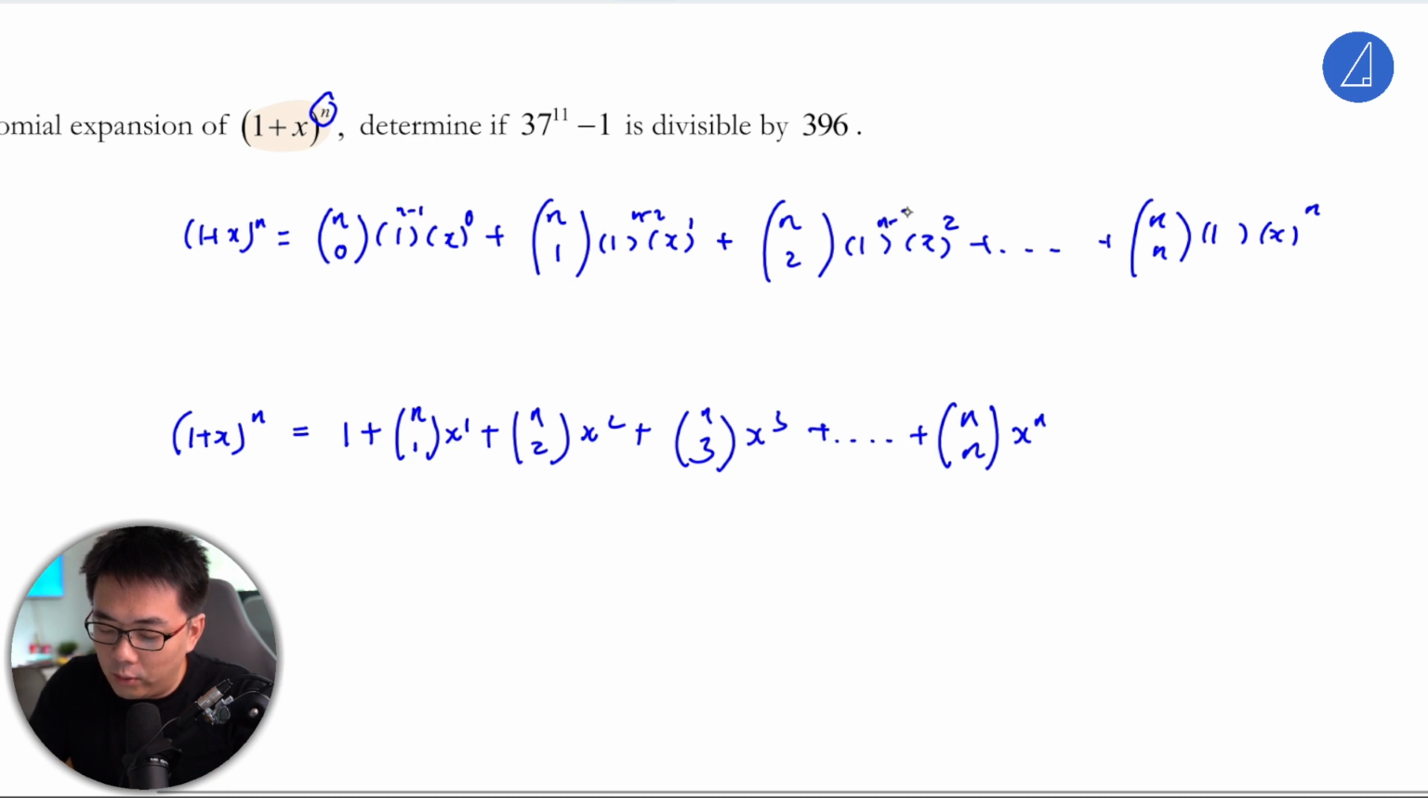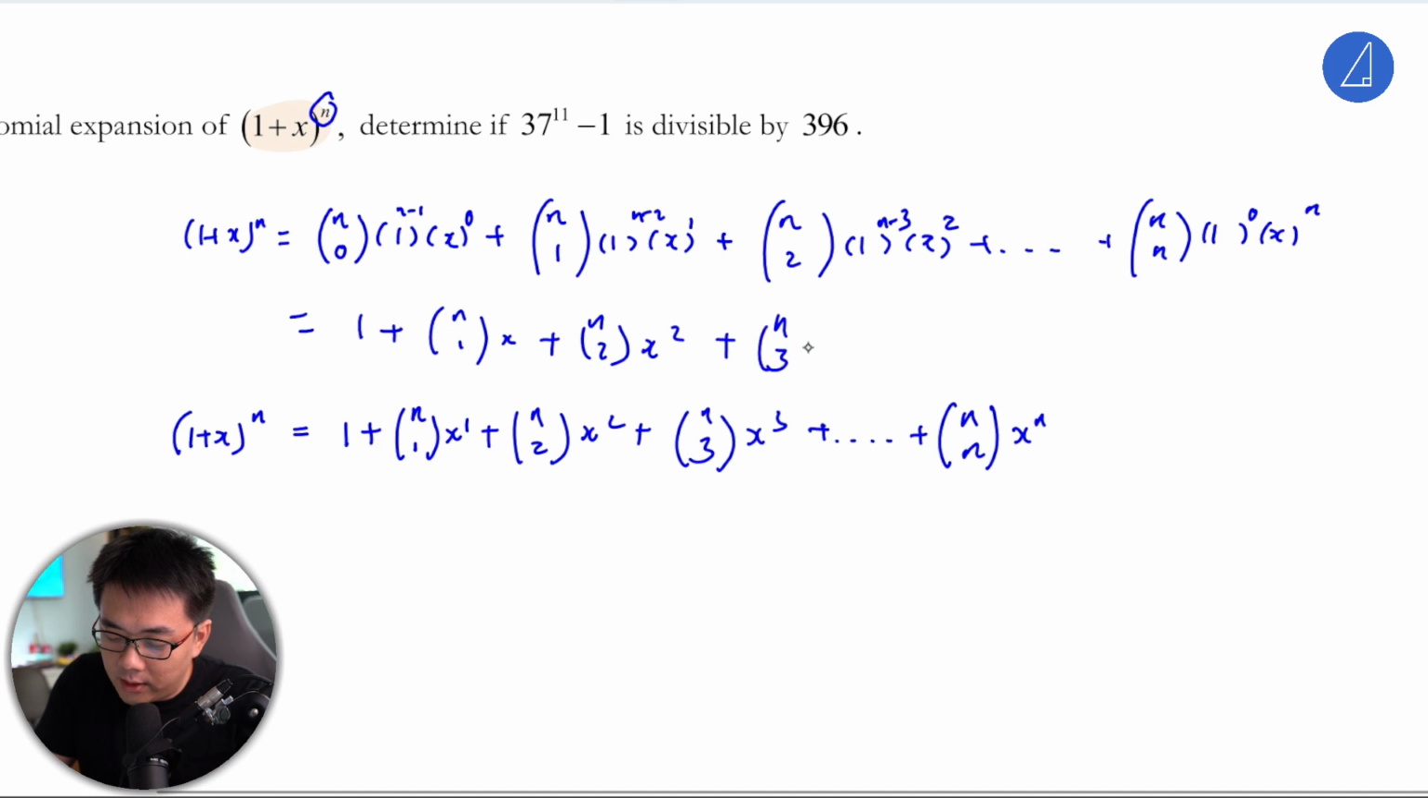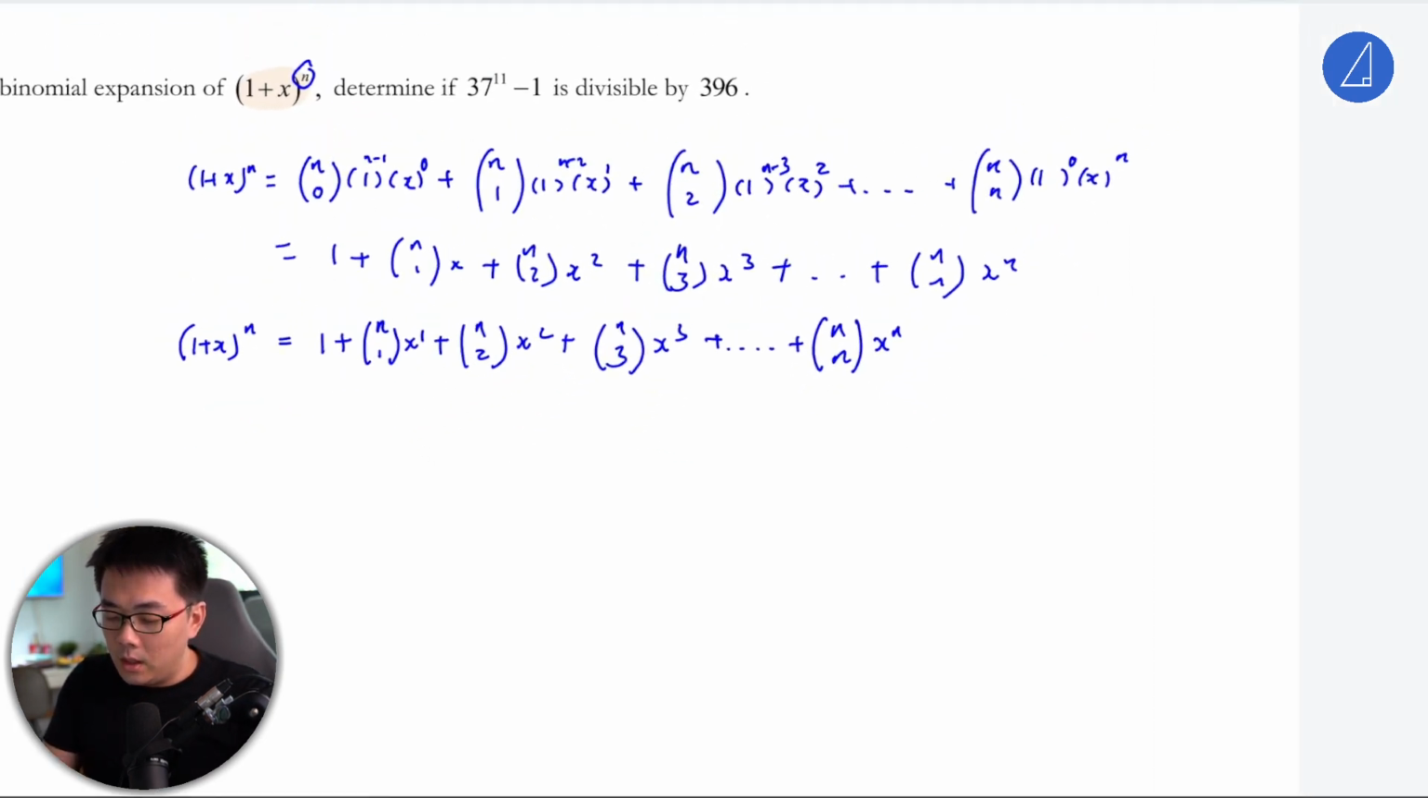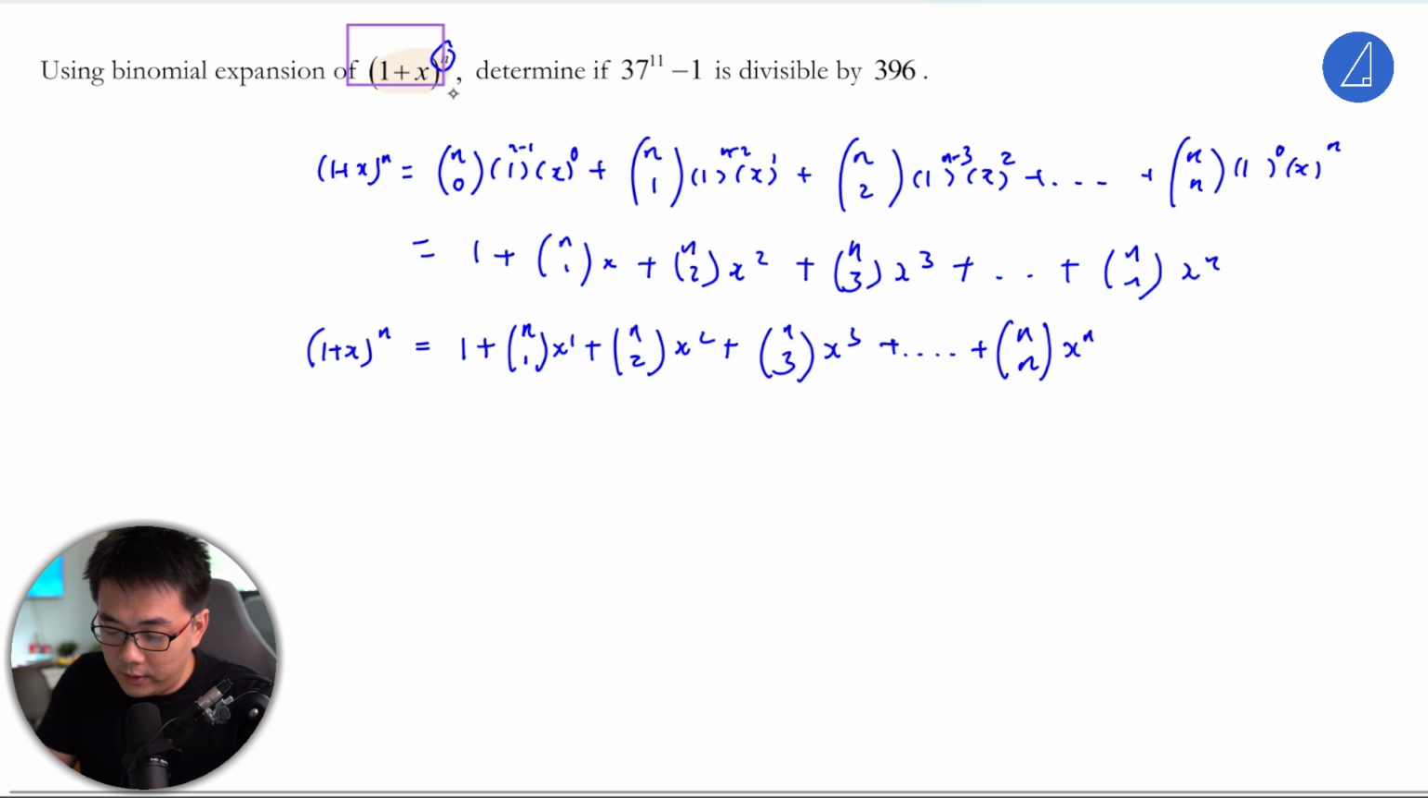But we don't really care about this because 1 to the power of anything would just be 1. So in this case, this is 1, this is x, so this is 1 plus nC1 x. I know this is n, but I'll leave it there because it's easier to see the general pattern. When this is 2, this is nC2. When this is n choose 3, this is x to the power of 3, and so on. So the last term will be nCn x^n. So that's how we get to this last form here. But that's beside the case. So just using this expansion, we expand this first.